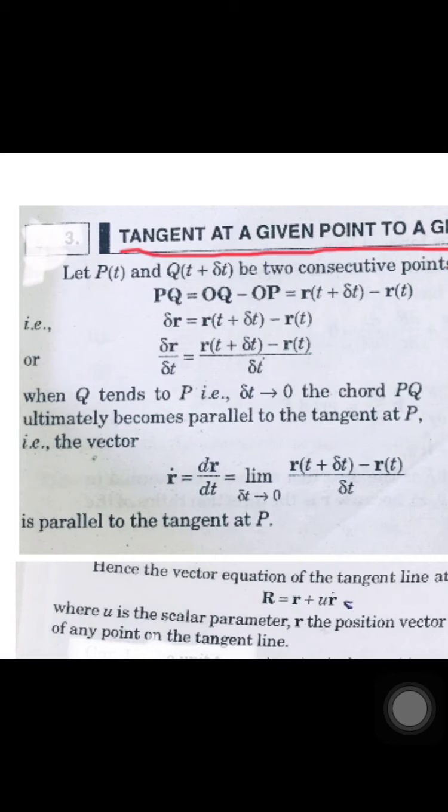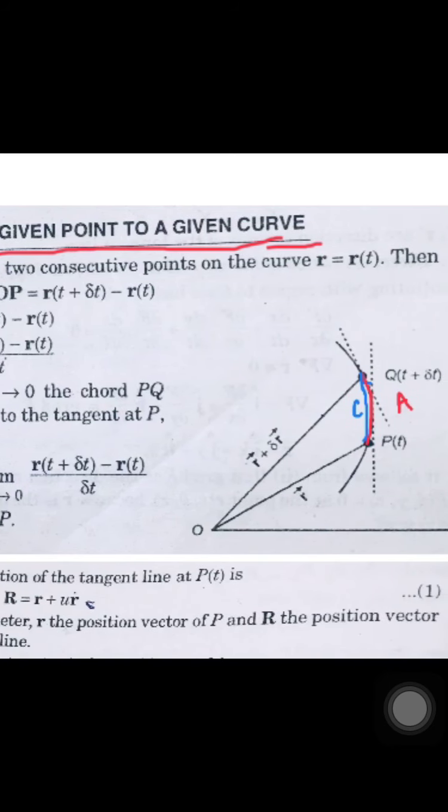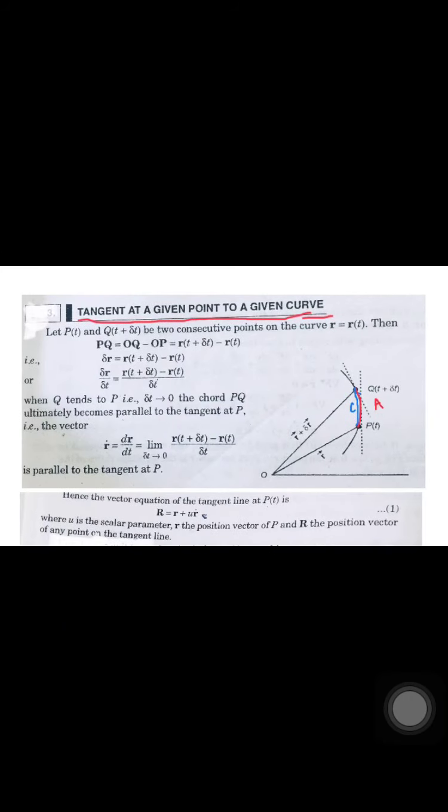This is the tangent at a given point on a given curve. Here we use the point P. So this is the equation of the tangent line: capital R equals small r plus u r dot. This is the first thing, how we get the tangent in the vector system.